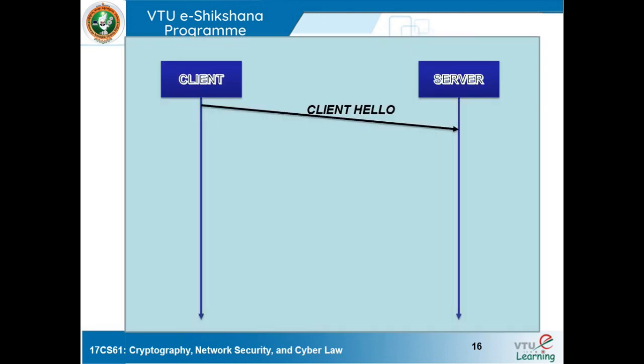Now let us look at this particular diagram and understand the various steps involved in this particular establishment of handshake. Over here we can see that the client is trying to establish a communication with the server. The client initiates the communication with the server by sending a client hello message. On receiving the client hello message, the server responds back to the client using a server hello message.